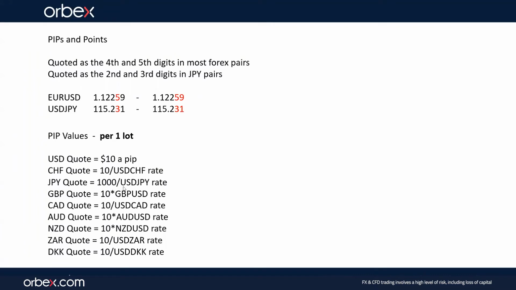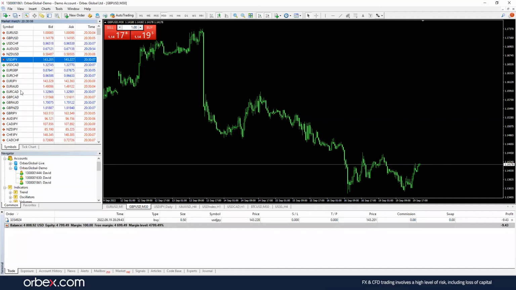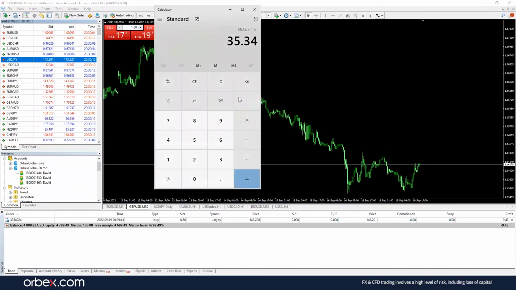So currently, the pip value is 1,000 divided by the dollar yen rate. So what's the dollar yen rate? 143.20 approximately. So the trusty calculator comes out again. 1,000 divided by 143.20. So each pip value, as you can see here, is a lot less than $10. It's roughly about 6.9. You could say $7 to round it up to make it a bit easier. So it's a lot less than $10 and a lot less than the pound pip value, which was $11.24. So bear that in mind. So $7, it's a little bit easier to remember.